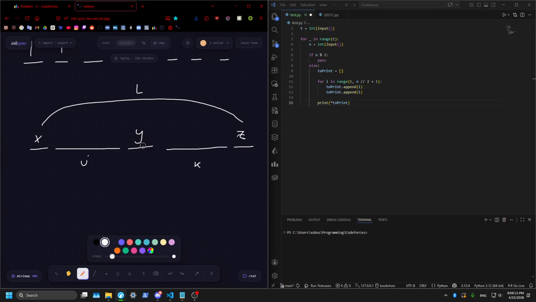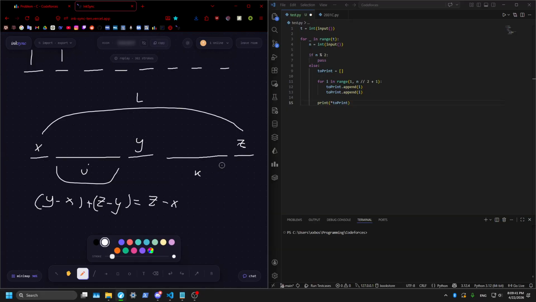Now, if we were to write this out in an equation, we get something like y minus x plus z minus y is equal to z minus x. Right, pretty self-explanatory. This distance plus this distance is going to equal this l distance.